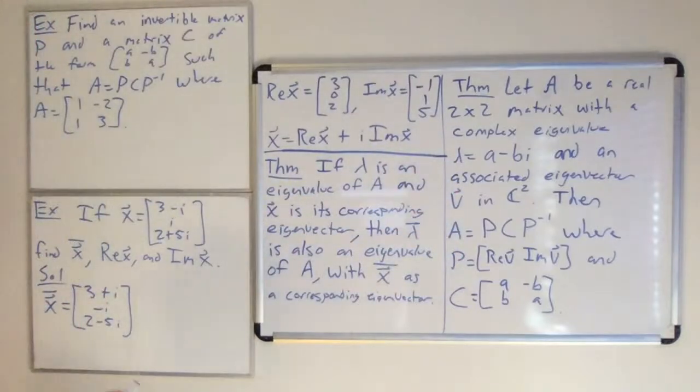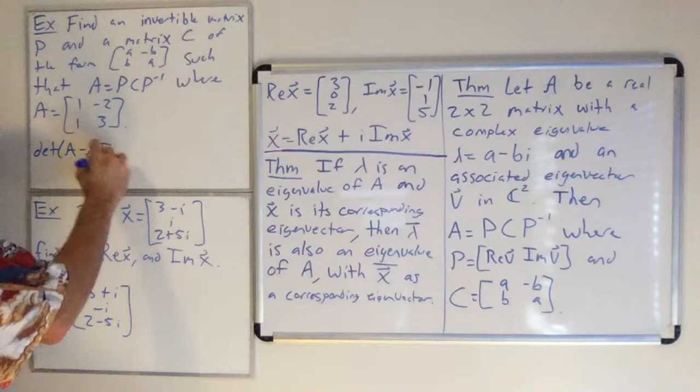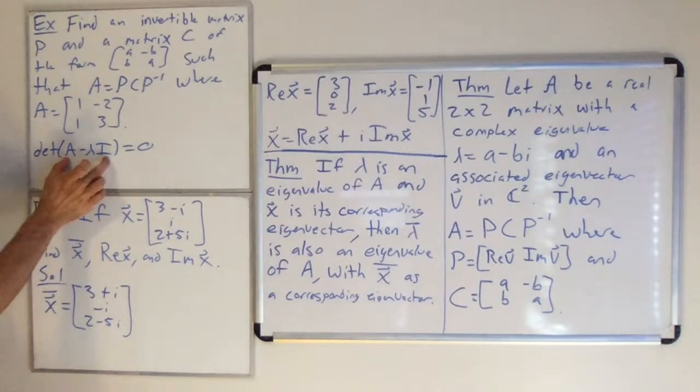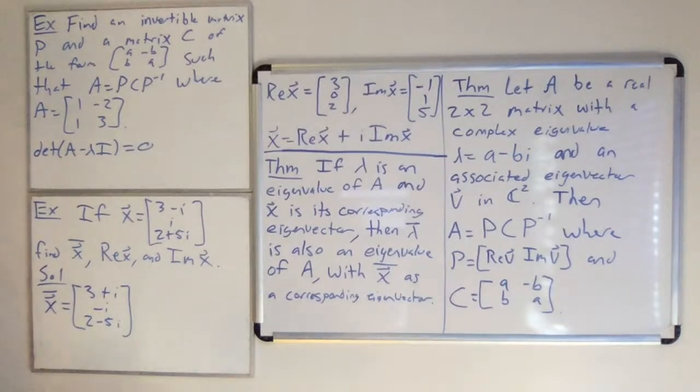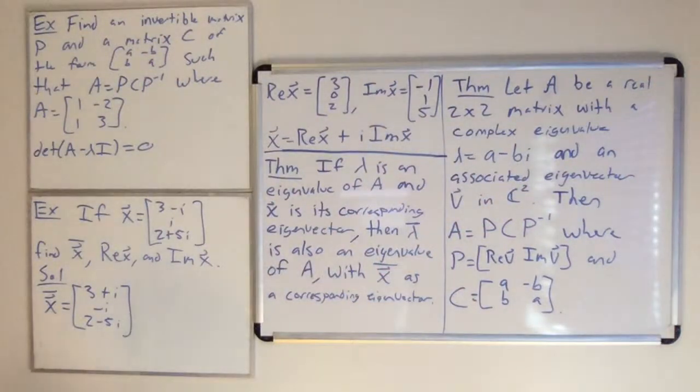So how do we find an eigenvalue? We need to find the determinant of A minus lambda I and set it equal to 0. And the solutions of this equation, which we call the characteristic equation, give us the eigenvalues. And then we want to find a basis for the null space of A minus lambda I when we plug in lambda equals a minus bi, where a and b would be certain numbers here, depending on the example.